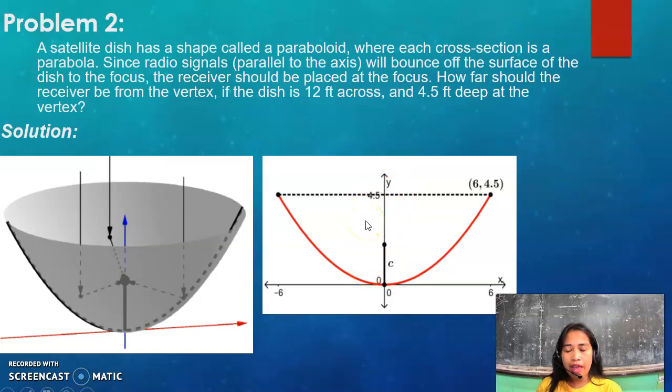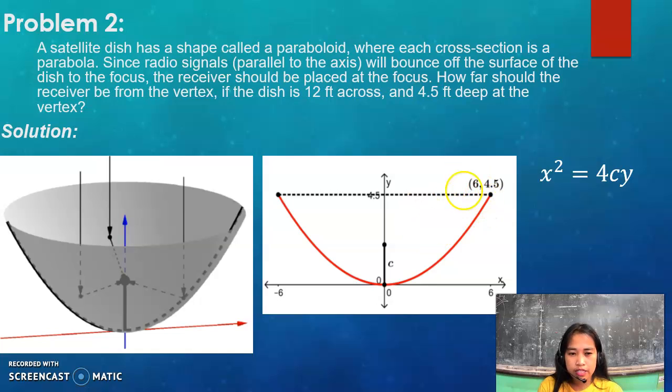So recalling the properties of parabola, since our parabola is opening upward, ang atong gamiton na equation is si x dapat ang naay squared. Remember? So since we are at the center, at the origin, kani atong gamiton na formula: x squared is equal to 4cy, where c is the distance from the focus to the vertex. So ang c atong pangitaon. So we will utilize the point on the parabola, which is (6, 4.5).